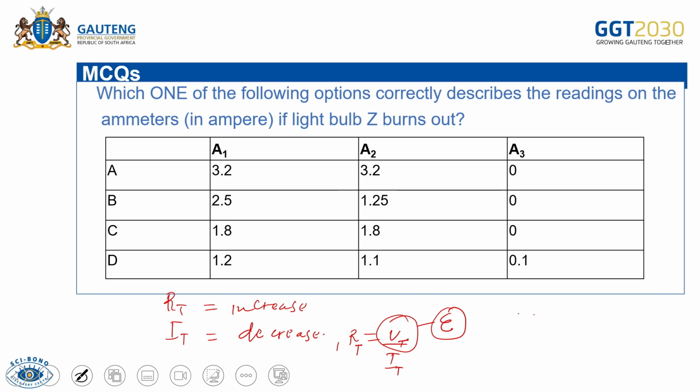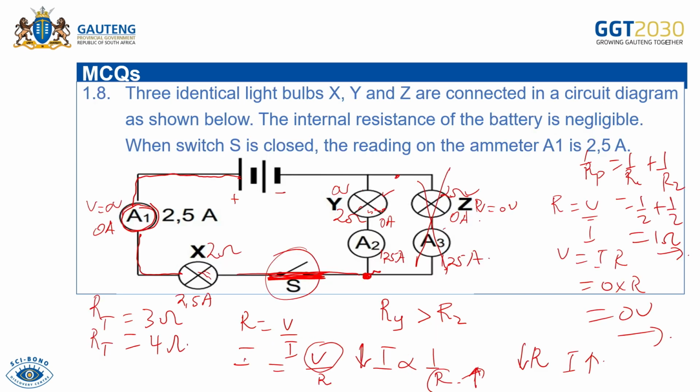what about I total? I total will decrease. Hence I said the I total will decrease. What was our I total before? It was 2.5. So there will be a decrease there. So it should now be less than 2.5. I don't care about which value, but the value should be less than 2.5. So here it should be less than 2.5.